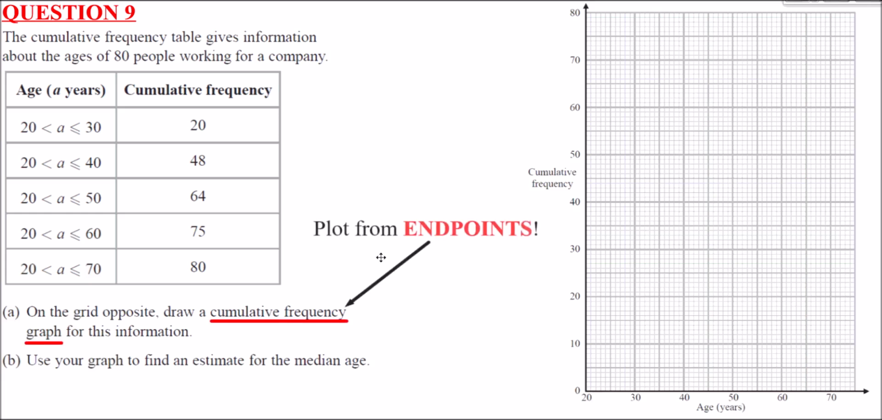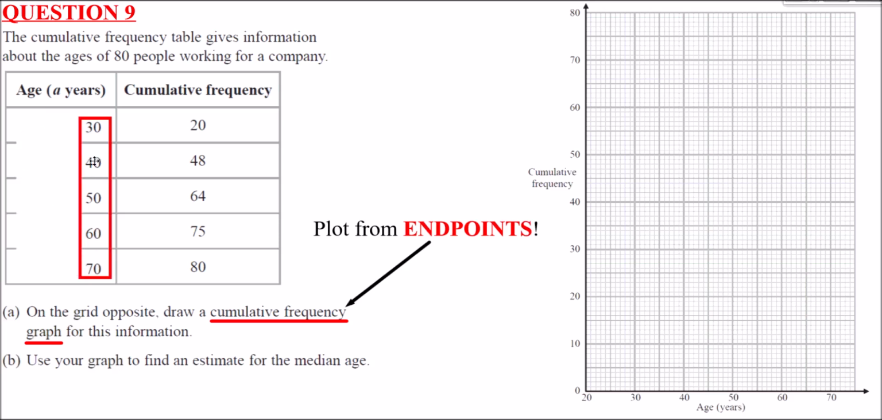So, just a point there, do plot from the endpoints. So the 20s here, just ignore those. We're going to start plotting from 30, 40, 50, 60, 70. So the first one, like coordinates, we're going to go along to 30 and up to 20. So that's the first point here.